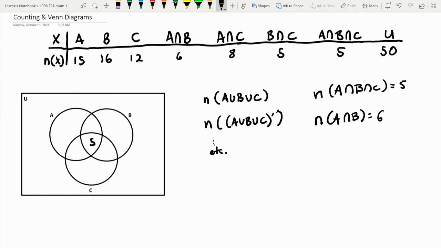But you have to remember that the triple intersection is already contained in the pairwise intersections, right? So A intersection B intersection C is contained in the intersection of A and B. When we're talking about the intersection of A and B, we're talking about this whole part. But we already have 5 elements in the triple intersection. So there has to be one element in the intersection of A and B but outside of C. If you add 1 and 5, you get 6.